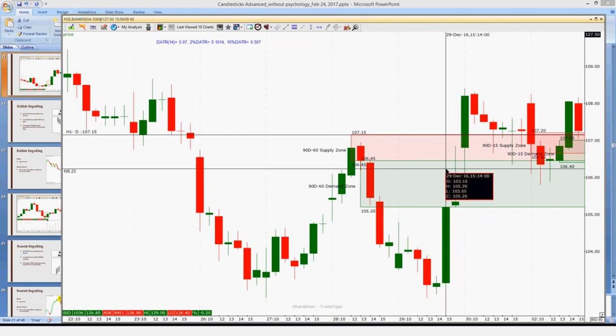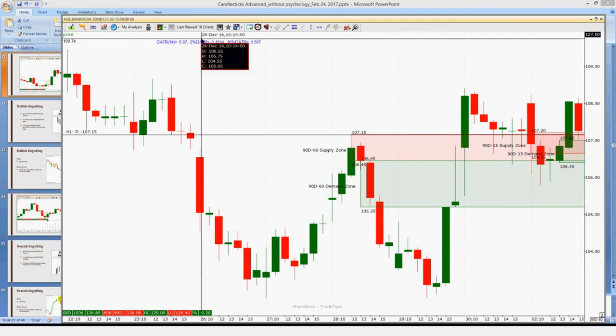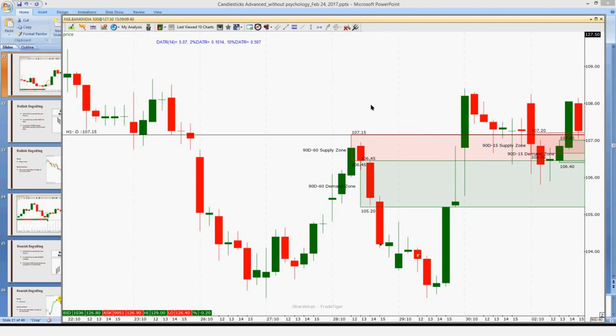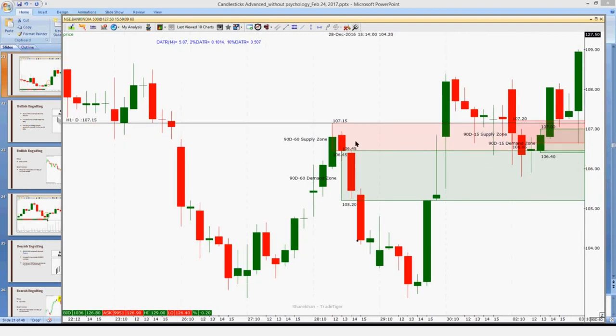Now this zone is comparatively a bit wide. Looking at the DATR, I may not be able to get out of this trade with very good profit amount in 5 trading sessions. So it is totally up to me now, friends, whether I take my entry like this or not. Totally up to me. But I want to take a further refined entry.